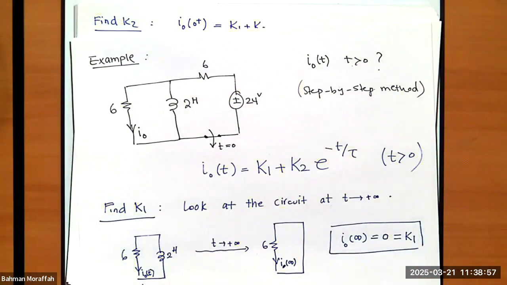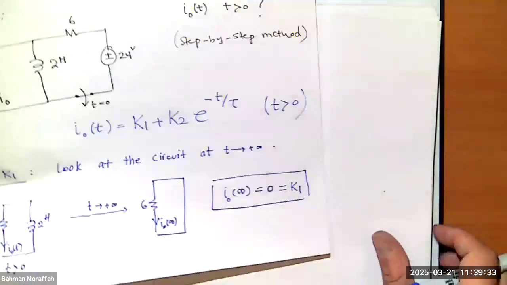Let's just see what the circuit looks like at time t equals 0 negative. At time 0 negative, it's before time 0, which means the switch is closed. So I have the full circuit. But remember, everything in this circuit is constant, which means I'm in a steady state condition. If I'm in a steady state condition, what happens to the inductor? It becomes a short circuit.